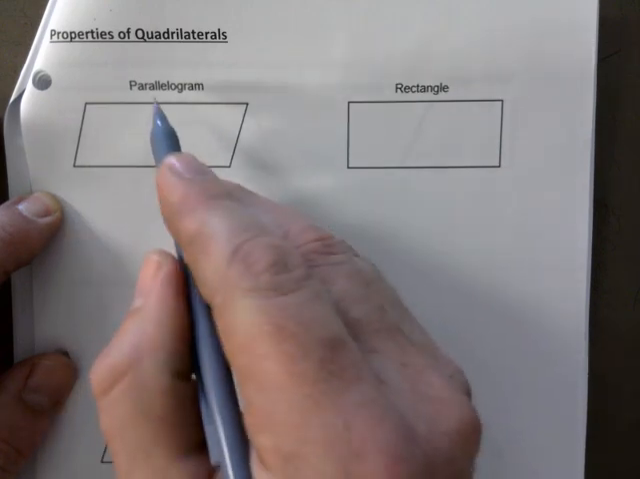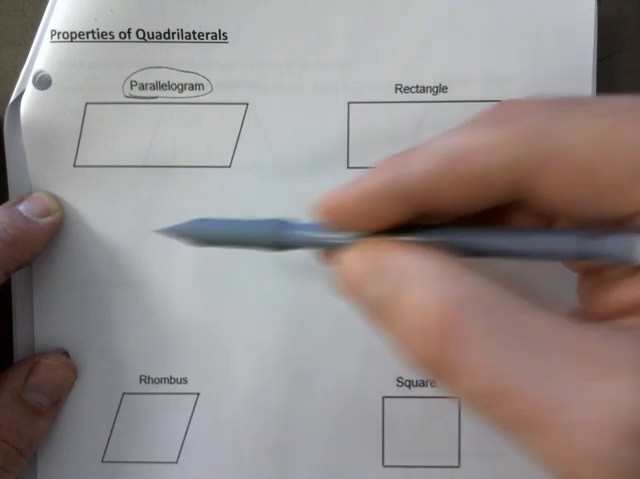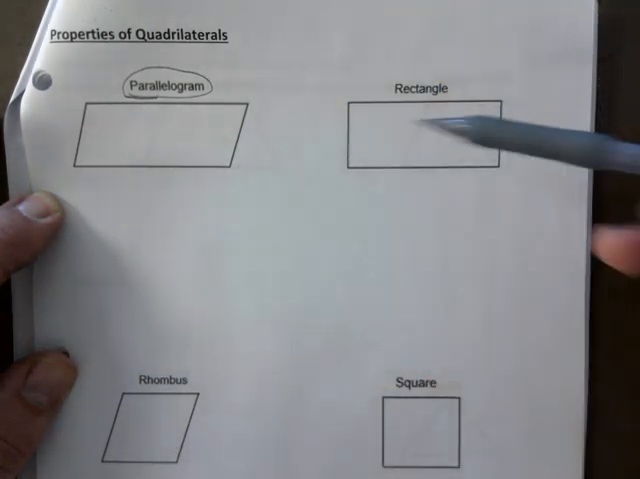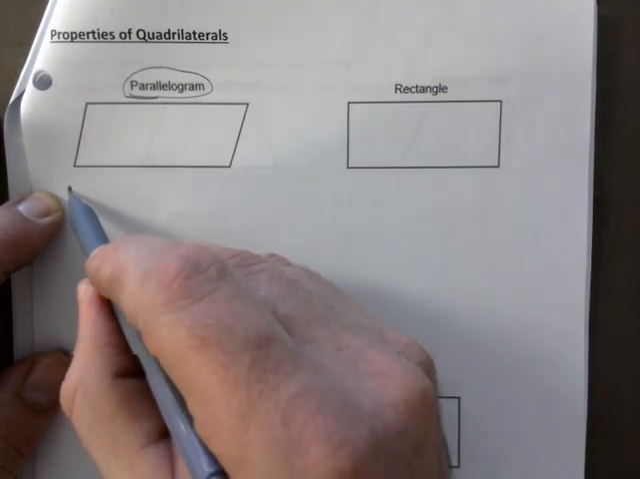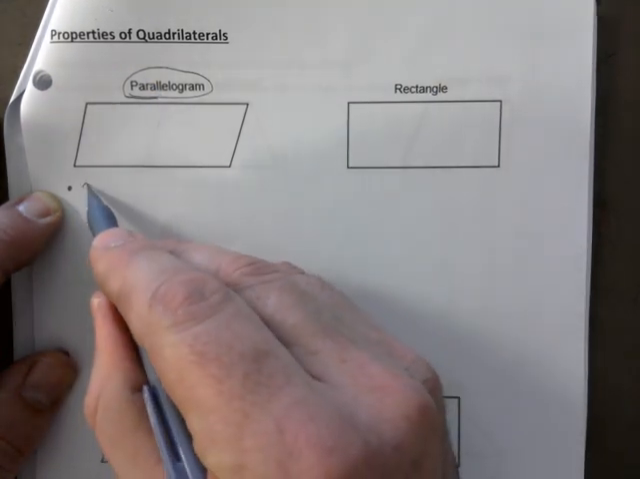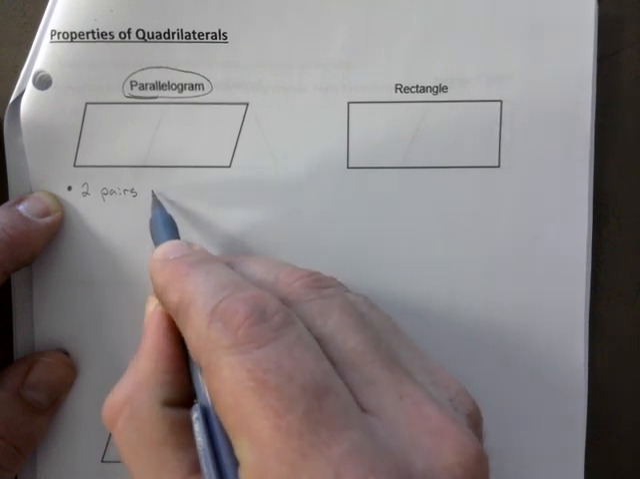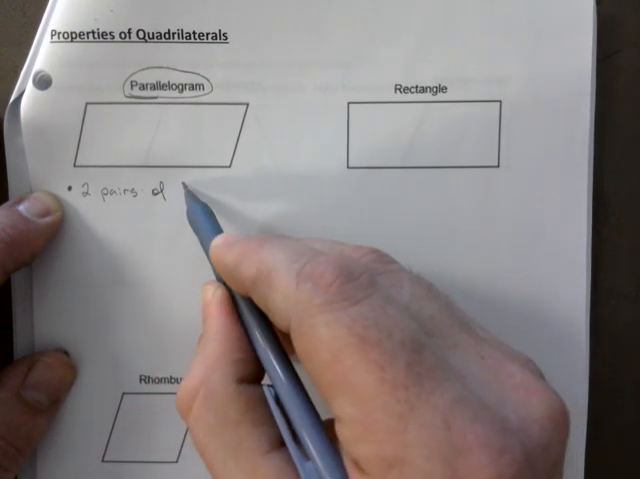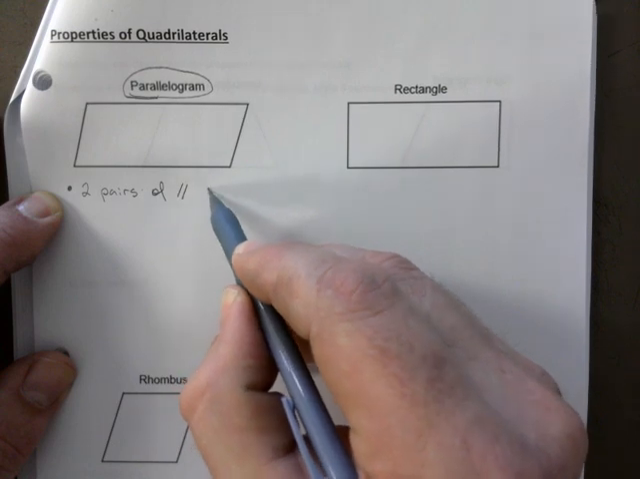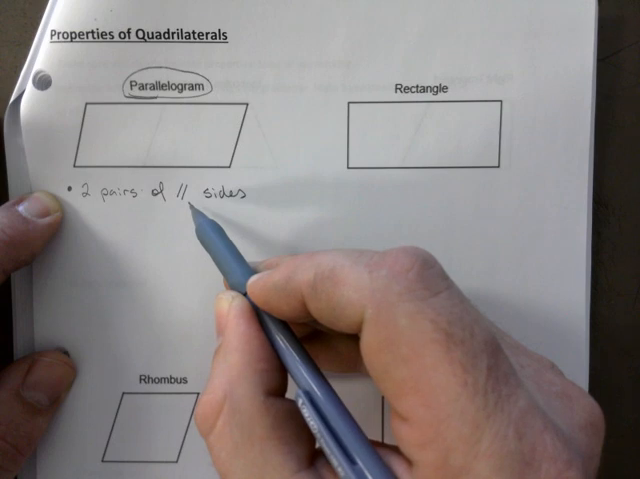So here you go. Let's just start with parallelogram. Parallelogram is the umbrella for all of these. So this is true for all of the shapes, parallelogram, and all of these included. So there's two pairs of parallel sides. What does parallel mean? Parallel. When lines are parallel, what does that mean?